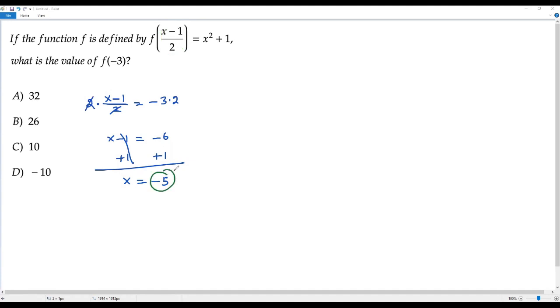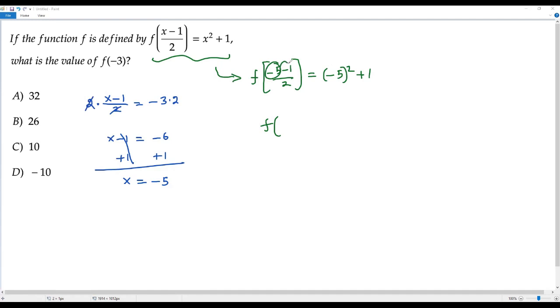Okay, let me plug in −5 for x into the given function. Then we have f of (−5 − 1)/2 equals, on the right side also we have to plug in this −5 for x. Then we get (−5)² + 1. When I combine −5 and −1, I am getting −6. In the denominator we have 2. The evaluation of (−5)² is 25, and we can take this +1 as it is.